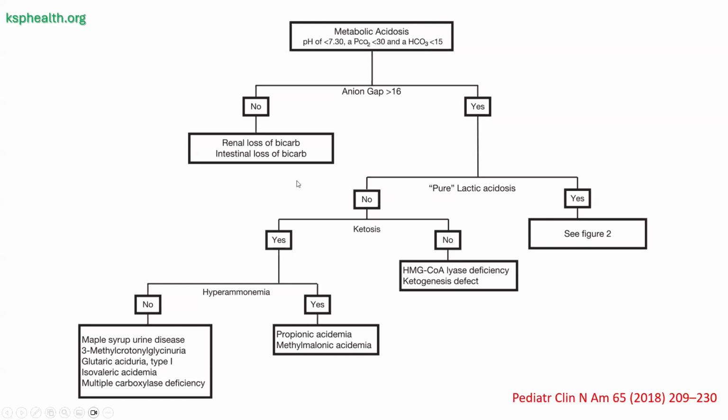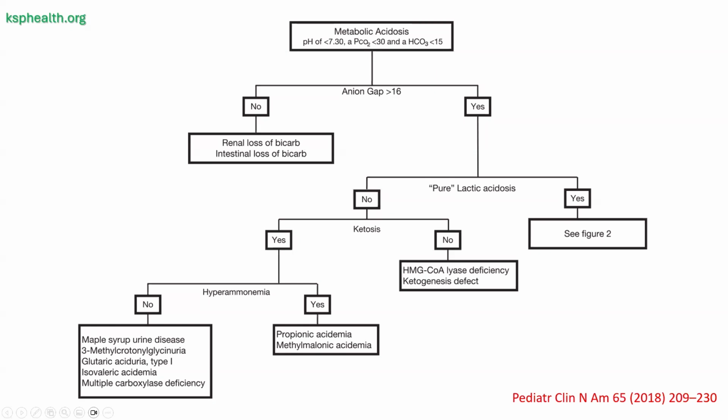If the ketosis is present, check whether the ammonia level is high, low, or normal. If the ammonia level is high, most likely you are dealing with methylmalonic acidemia or propionic acidemia. If there is no hyperammonemia, most likely maple syrup urine disease, methylcrotonylglycinuria, glutaric aciduria, isovaleric acidemia, or multiple carboxylase deficiency. So this is the way you analyze metabolic acidosis, especially in newborns.